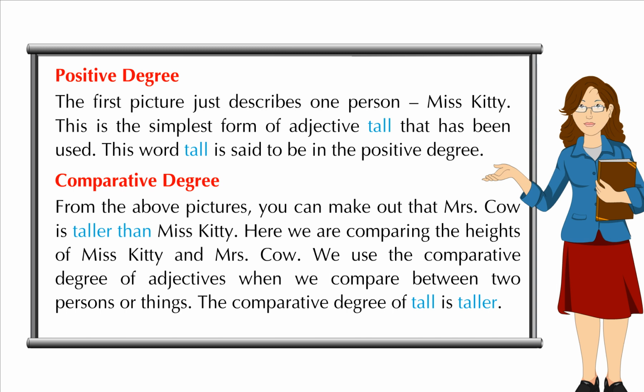Comparative degree. From the above pictures, you can make out that Mrs. Cow is taller than Miss Kitty. Here we are comparing the heights of Miss Kitty and Mrs. Cow. We use the comparative degree of adjectives when we compare between two persons or things. The comparative degree of tall is taller.